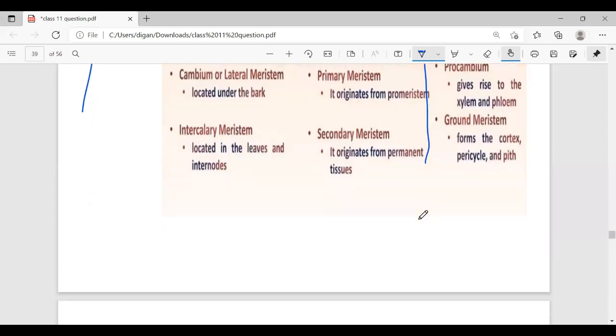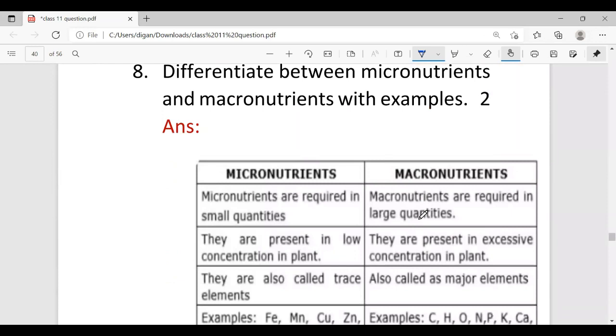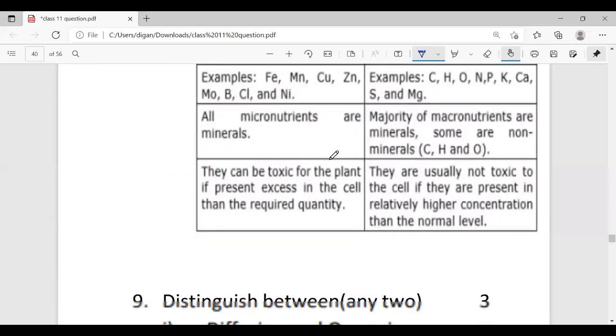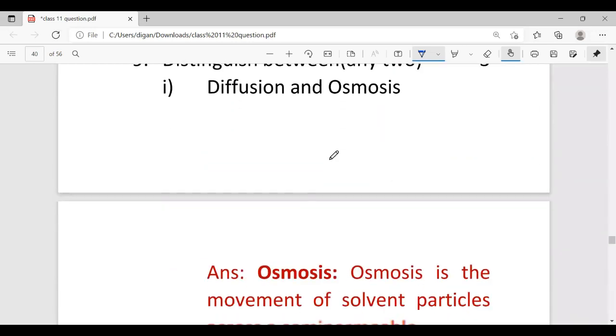Now go for the next question: differentiate between micronutrient and macronutrient. This is carrying 2 marks. So for 2 marks, you just write two differences, but sometimes marks may be more. That's why I am showing you here more than 2 differences. Next, go for distinguish between diffusion and osmosis.